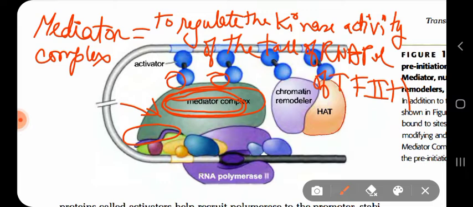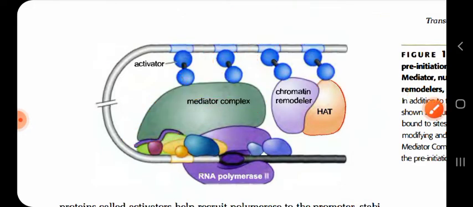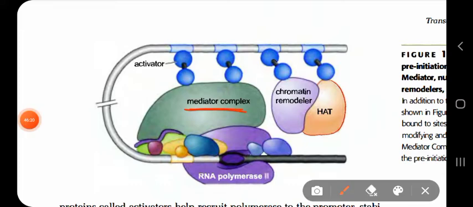So mediators work in an important role. At the same time, all are working importantly, but the mediator carries out the main function for the elongation process, because it is regulating the phosphorylation of the tail of RNA polymerase 2 done by TFIIH.